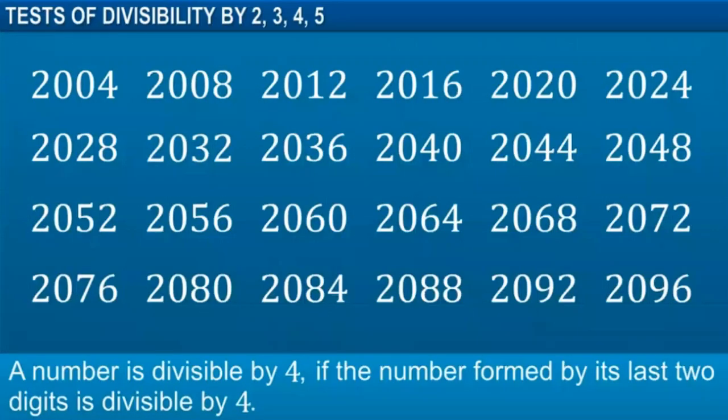When we divide 96 by 4, if there is no remainder, then 2096 is divisible by 4. Even if we divide 2096 by 4, we can say there is no remainder. Okay, so a number is divisible by 4 if the number formed by the last 2 digits is divisible by 4. If the last 2 digits are divisible by 4, we can say the number is divisible by 4. Okay, I think you have written the sentence. Now I will move forward.